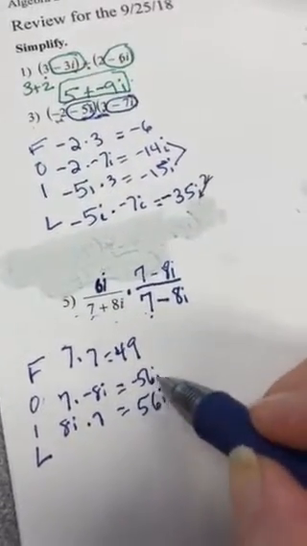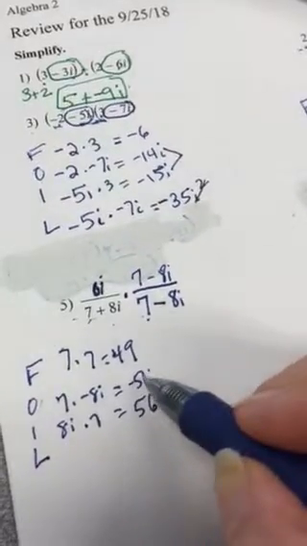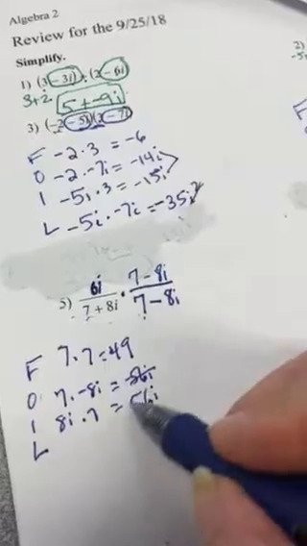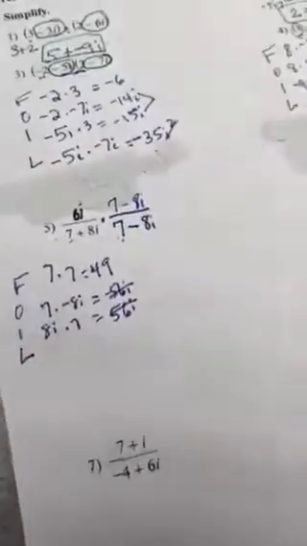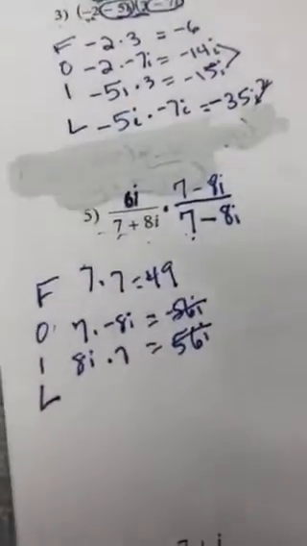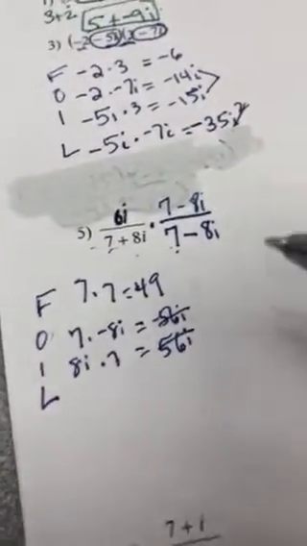Oh, they're exactly the same, except one's negative, one's positive. They're opposites, and if they're opposites, they're going to go away. Okay, if I have 56 i's and I give 56 i's away, I have no more i's, right?